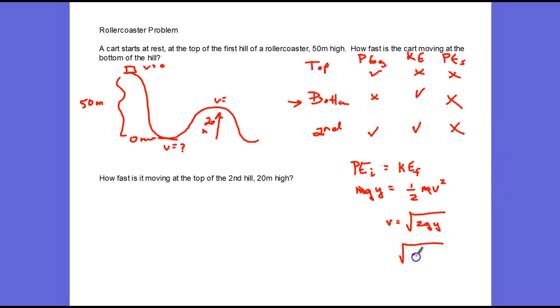And so that's the square root of 2 times, remember I used 10 for g, and the height is 50. And 10 times 50 is 500 times 2, that's the square root of 1,000. Let me get a handy dandy calculator. There we go. And the square root of 1,000 is 31.6 meters per second.